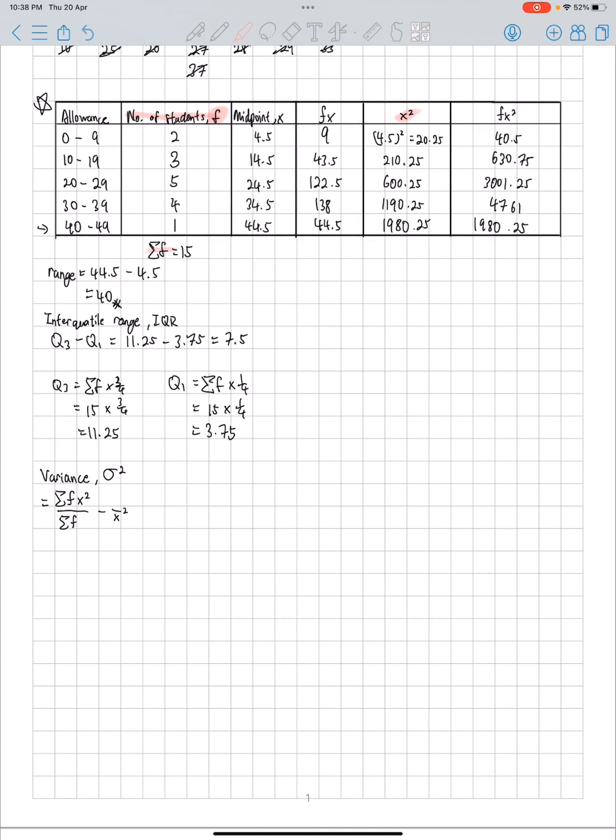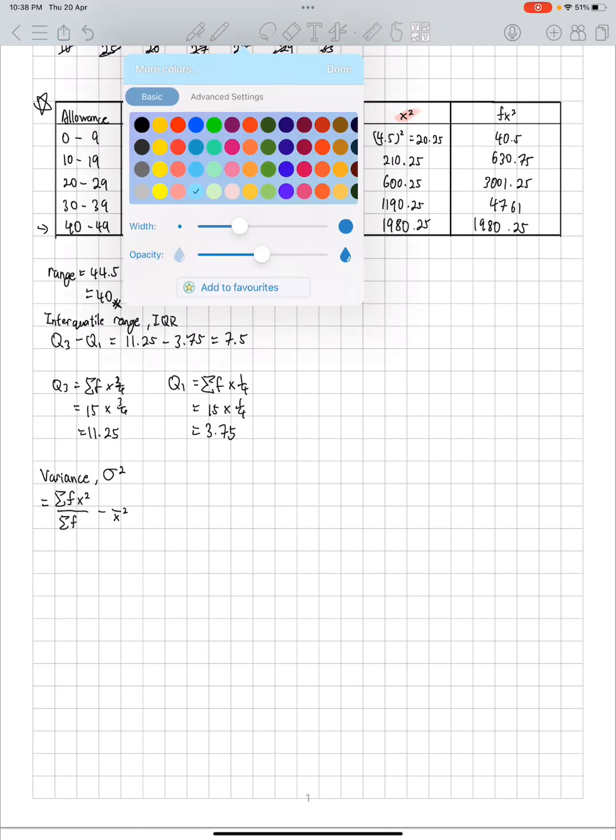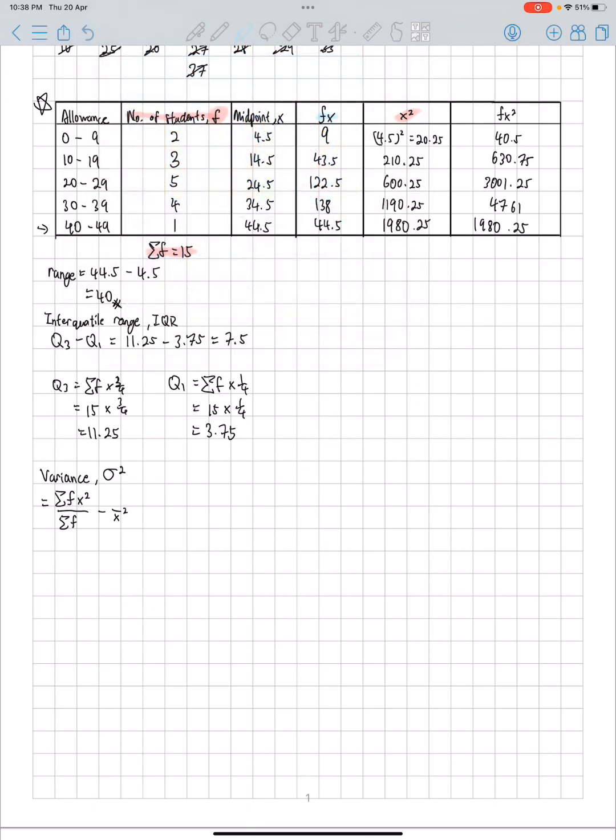Okay, and every time you write the column with f, so for example this, you have the total number of frequency equals 15. So for every f, you need to write out the total number. So to be clearer, you need to calculate the total number of fx. So 9 plus 43.5 plus 122.5 plus 138 plus 44.5 plus that, and you will get 357.5.